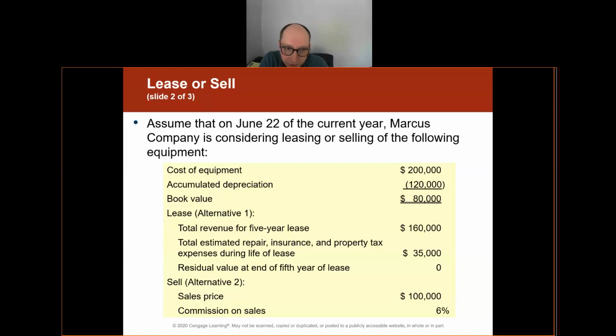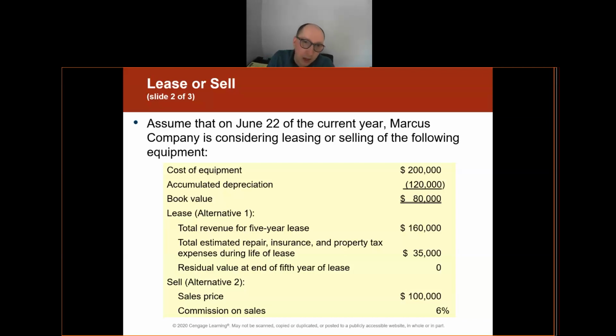Okay? If I decide to lease it, I can generate potential revenue of $160,000. And it will cost me about $35,000 in repairs, insurance, and taxes throughout the rest of its useful life. And that has a residual value of 0 at the end of the 5 years. Alternative 2 is I can simply sell it outright for $100,000 and I can make a commission of 6%. Based off of this information, what do we do?